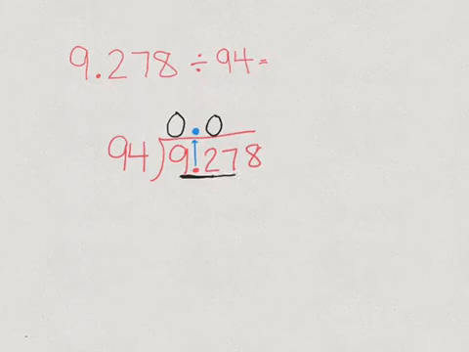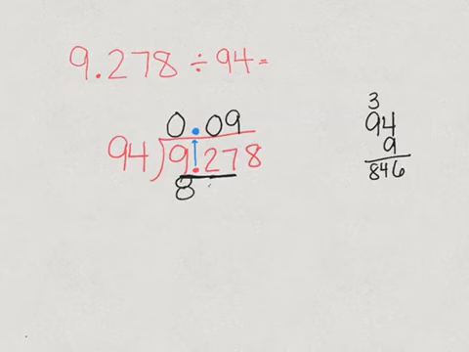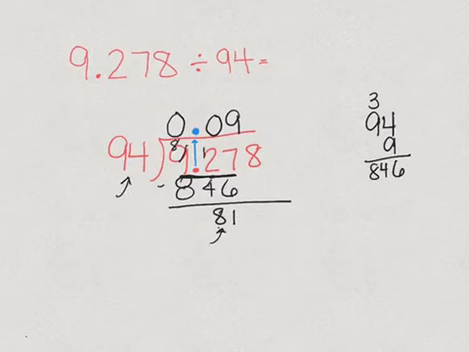All right, 927. Well, I know that 94 times 10 is 940, so it's going to be 9. So 9 gives me 846. 7 minus 6 is 1. 12 minus 4 is 8. 8 minus 8 is 0. All right. How many 94s go into 81? That would be none. So we need to bring down our 8.